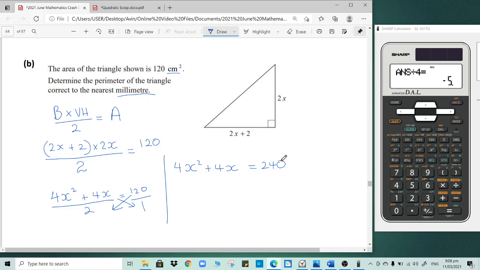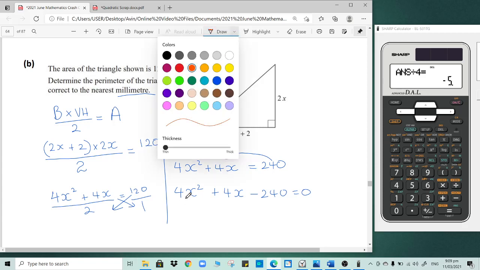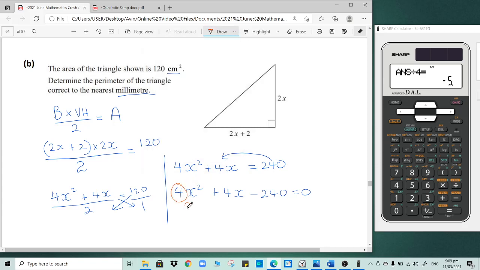This is clearly a quadratic again. Throw everyone on the same side when we're solving a quadratic. So we have 4x squared plus 4x minus 240, and this whole thing is equal to 0. So let's quickly identify a, b, and c. a is 4, b is 4 again, and c is minus 240. So it's 4, 4, and minus 240.